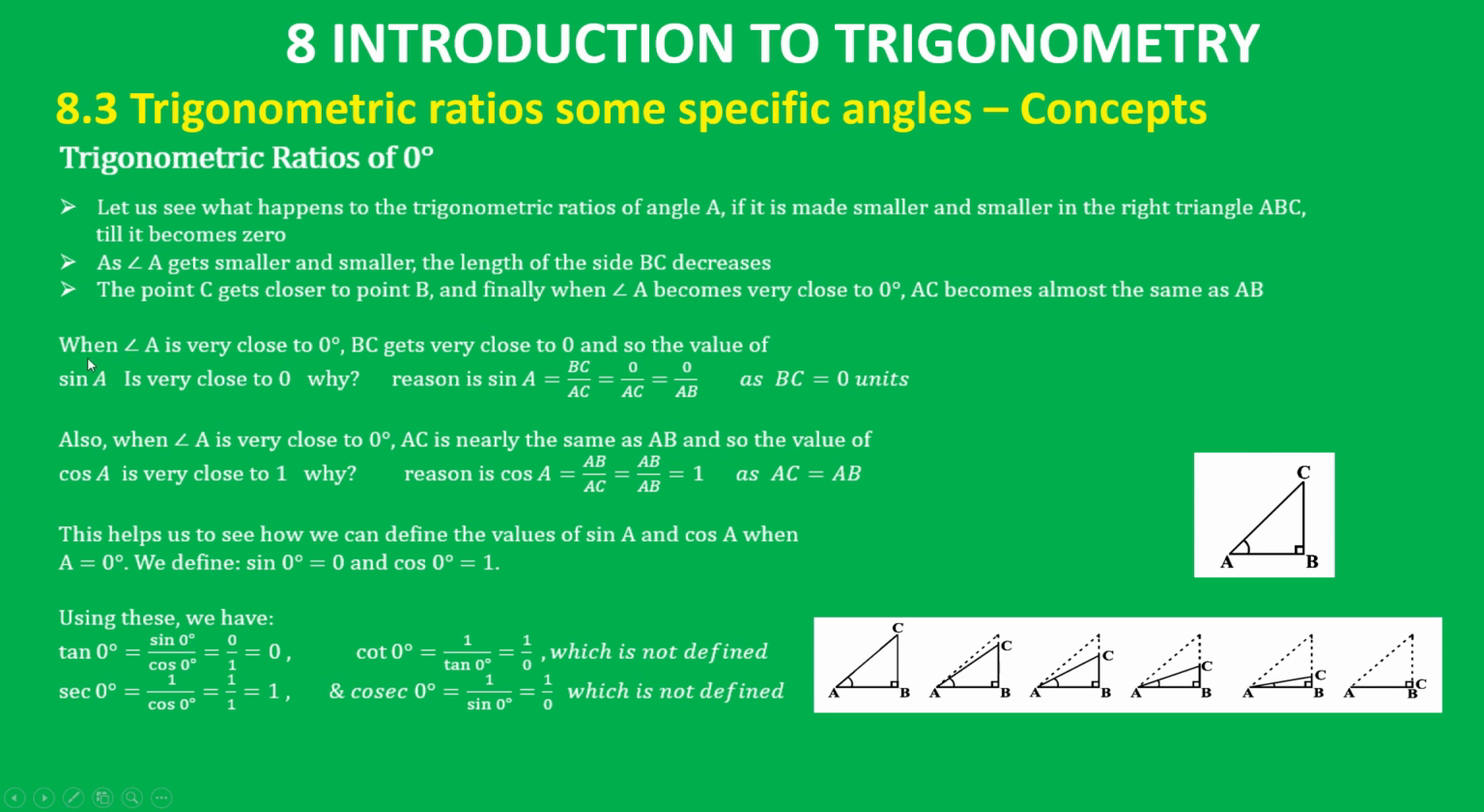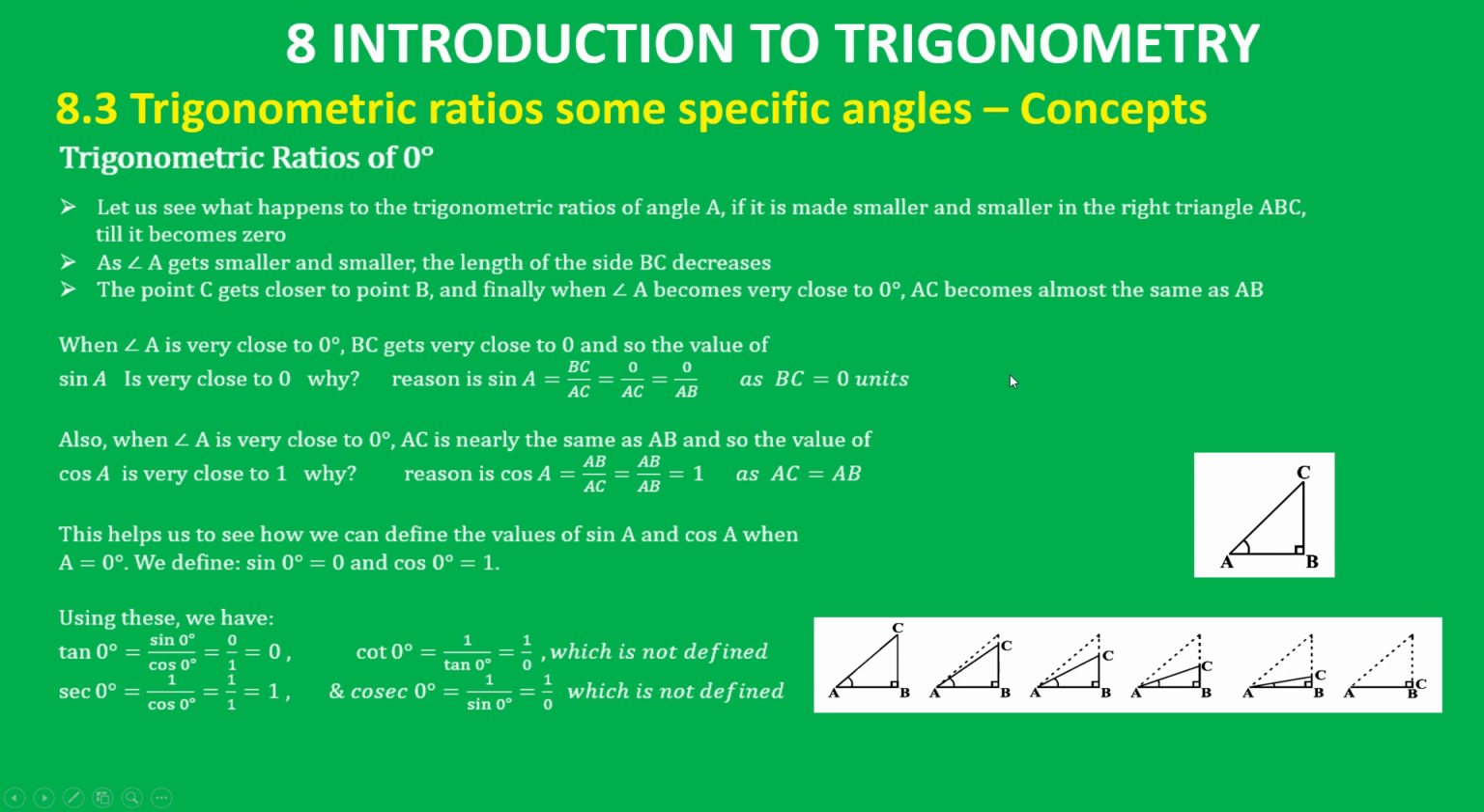Now when angle A is very close to 0 degrees, BC gets very close to 0, correct? And so the value of sin A is very close to 0. Why? What is sin A? Reason: sin of angle A is equal to BC by AC. BC became 0, no? At 0 degrees BC became 0. That means 0 by AC, 0 by some value. Correct? That means what?